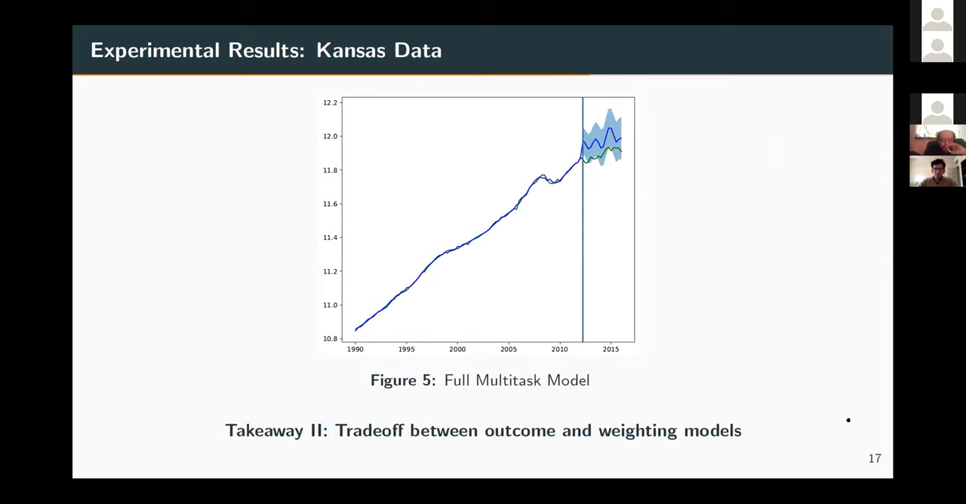And so if you combine the two, you can get the nice pre-treatment fit with the time series, and then you get uncertainty that moves as a function over time. And so this is a nice merging of the two. Really the insight here is that you don't necessarily have to completely eliminate the weighting-based model or completely eliminate the outcome model. Based on your prior selection over the kernel and over the task covariance, you can actually tune a balance between the outcome and the weighting-based model.